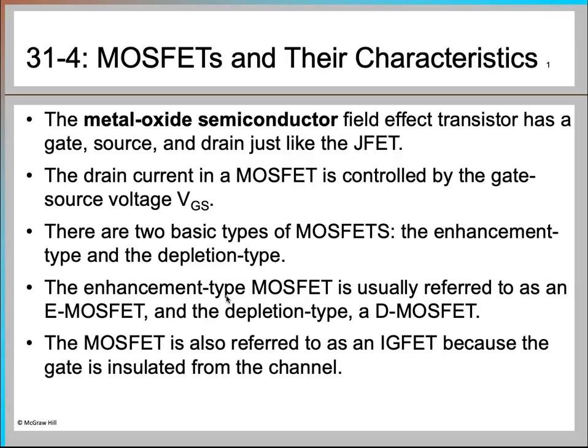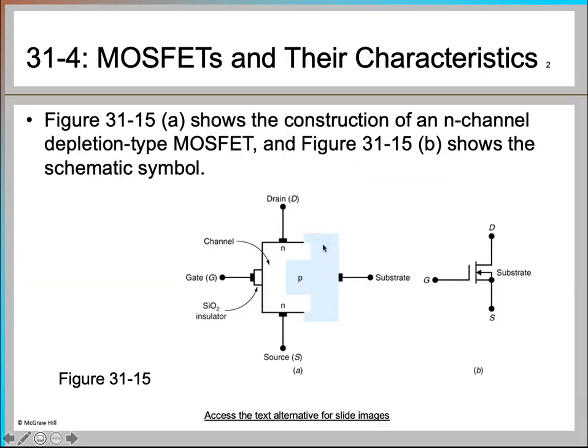And the MOSFET can also be referred to by a different name, which you see here on the screen, IGFET, which means insulated gate field effect transistor. This name came because the gate in the MOSFET is insulated. So that's another name for MOSFET. Now let's move on to the next slide and see the construction of the N-channel depletion type MOSFET.